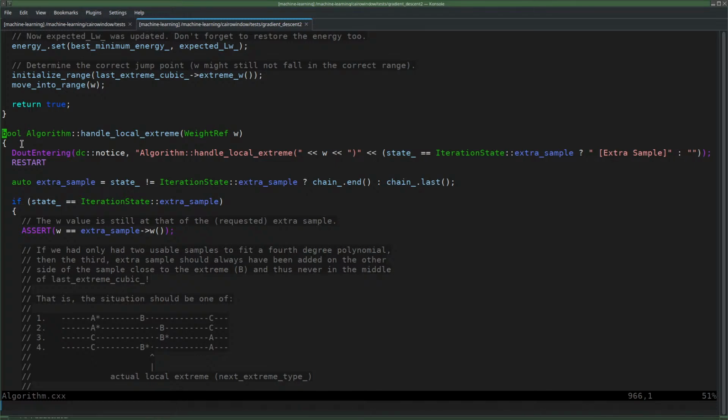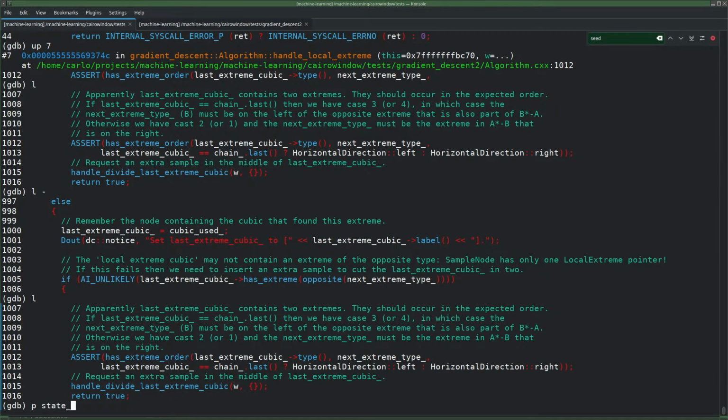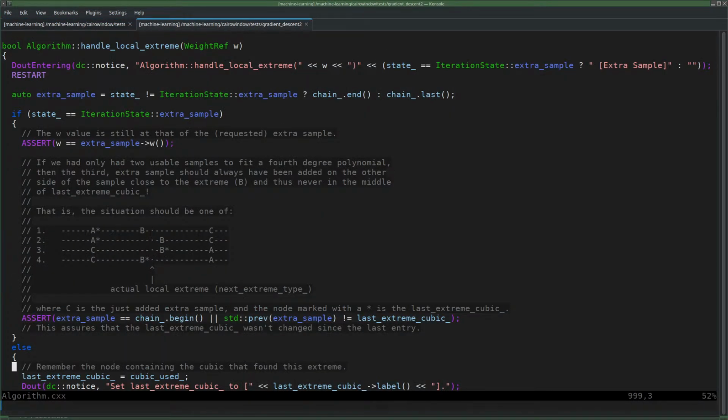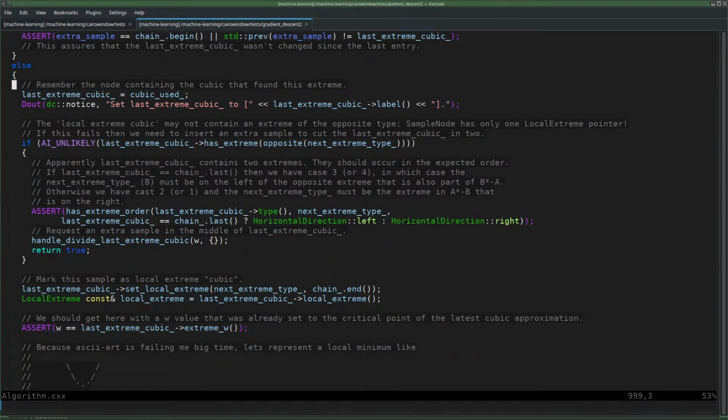And then this function is called. And state is not equal to extra sample. Let's just find extreme or something. So we jump over this to here. Comments are good. Remember the node containing the cubic that found this extreme. So the cubic that we did fit, that has its minimum close to the last point, is cubic used, and we stored it in the last extreme cubic. Which means that the minimum of that cubic is then the minimum that belongs to this point.